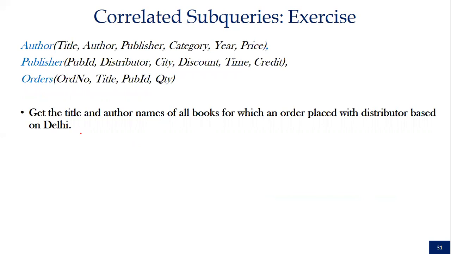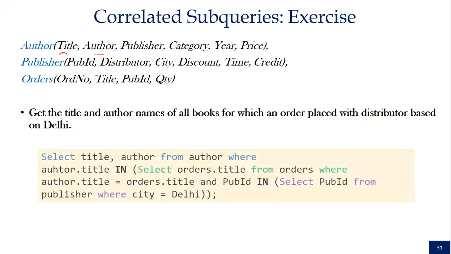Next, we can see one more correlated subquery. Get the title and author name of all the books for which an order is placed with the distributor based in Delhi. So we have to go to the order table, but city should equal Delhi. City is provided in the publisher. So we can write select title, author from the author where author dot title in select order dot title from order where author dot title equals order dot title. So this is a condition.